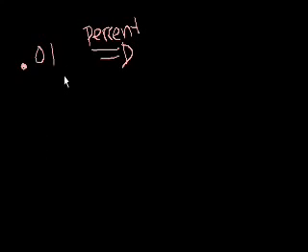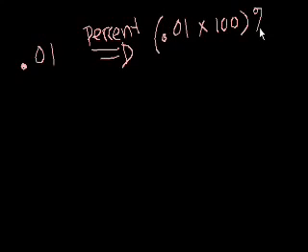Well, here we just do it the opposite. We could look at it two ways. We could say, whatever number this is, we multiply it by 100 and add a percent sign. So if you say 0.01 times 100, and then we'll add a percent sign. So 0.01 times 100, well, that's just 1, right? You could do the math. And you add the percent sign, that equals 1%.